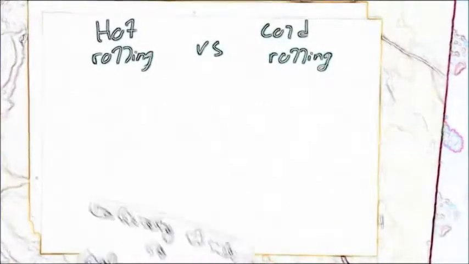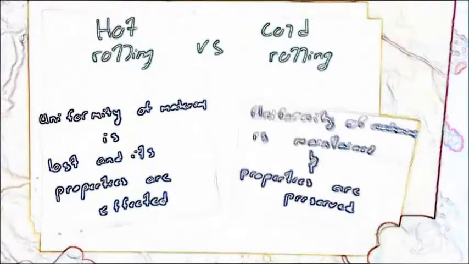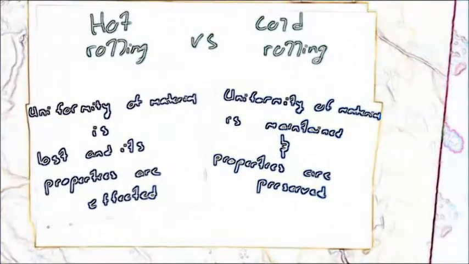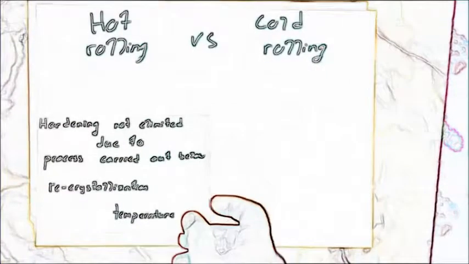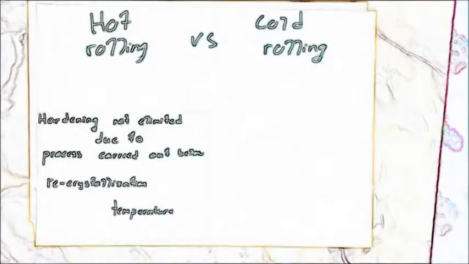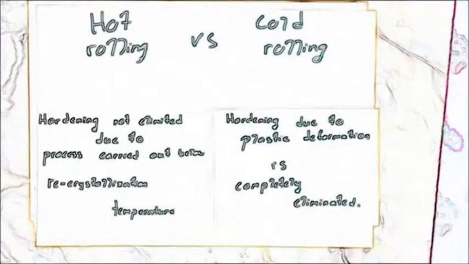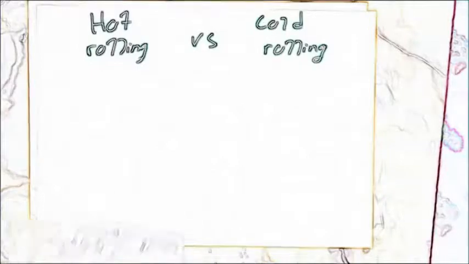Uniformity of material is lost and its properties are affected in the cold working process, while in the hot working rolling process, uniformity of material is maintained and properties are preserved. Hardening is not eliminated in the cold working rolling process, due to the process being carried out below recrystallization temperature, while hardening due to plastic deformation is completely eliminated in the hot working rolling process.